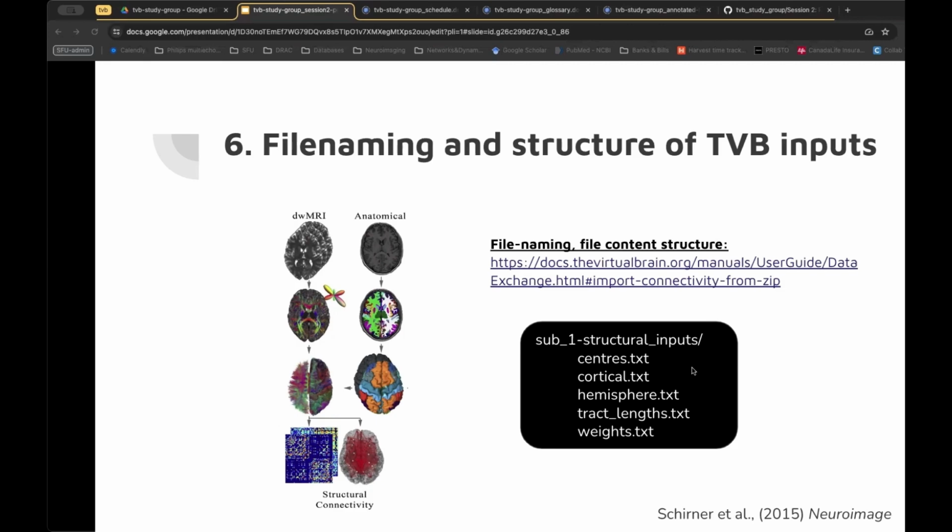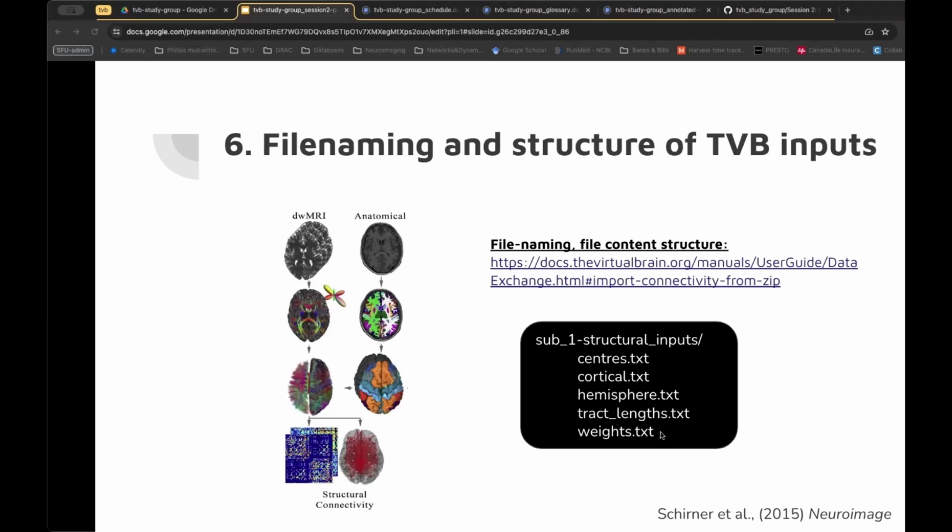For example, at the very bottom, weights.txt, that is the file for your structural connectivity, and is probably the most important file. You can do without a lot of these other files, but weights.txt should be sufficient to start generating a model. The documentation also describes what the layout within each file should look like. So for example, one ROI per row, what the column layout is like. And I definitely recommend you check that out.